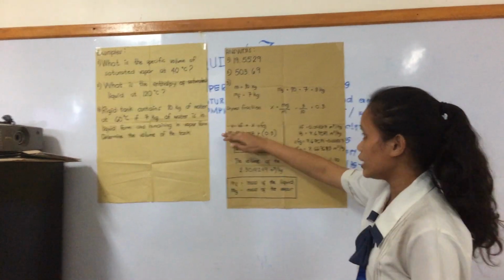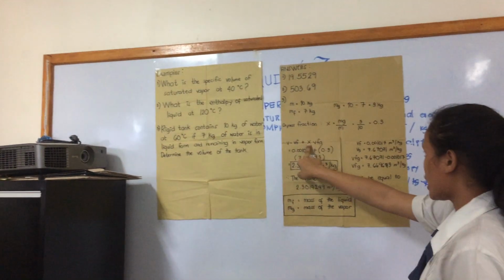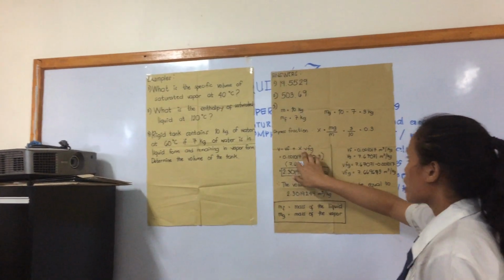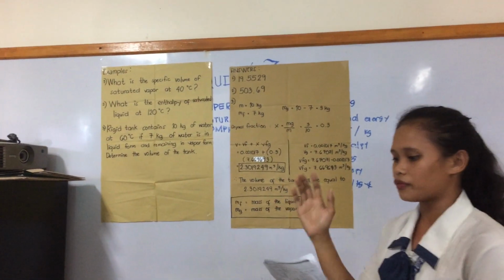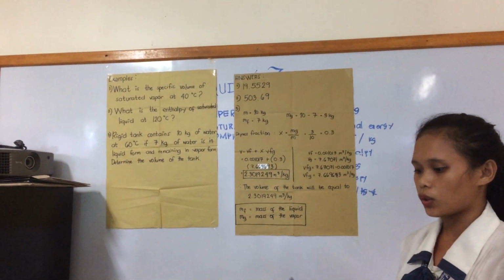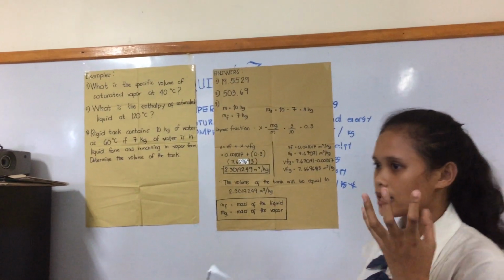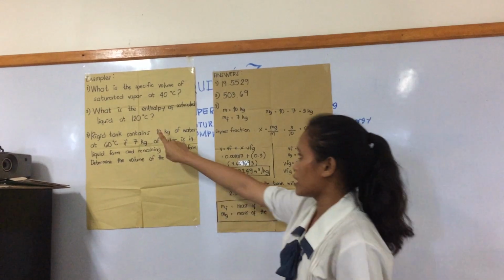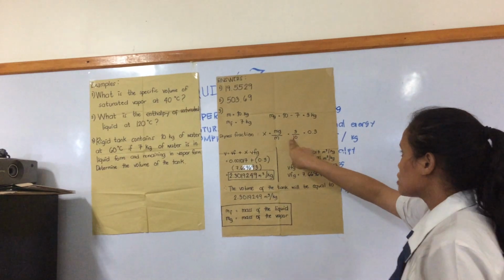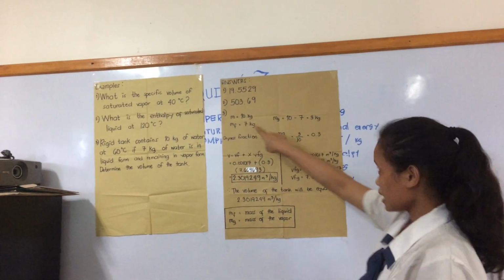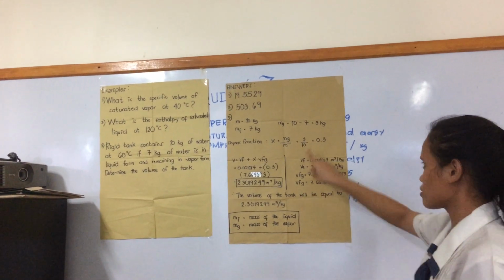Here is the formula: V equals VF plus X times VFG, where X is the dryness fraction. The dryness fraction is the ratio of the mass of vapor in the mixture to the total mass of the mixture. From 10 it became 7, so 3 evaporated. So 3 divided by 10 is 0.3.